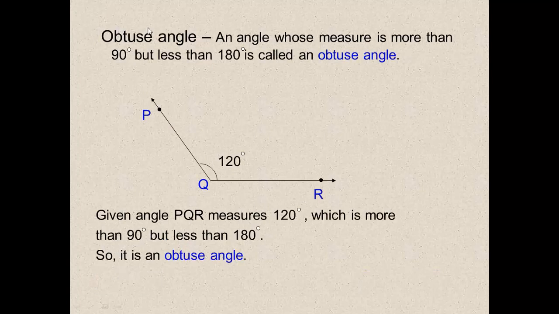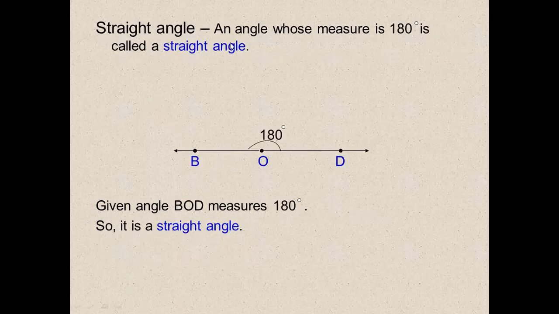Obtuse angle: an angle whose measure is more than 90 but less than 180 is called an obtuse angle. Given angle PQR measures 120, which is more than 90 and less than 180, this is an obtuse angle. Straight angle: an angle whose measure is 180 is called a straight angle. Given angle BOD measures 180, it's a straight angle.